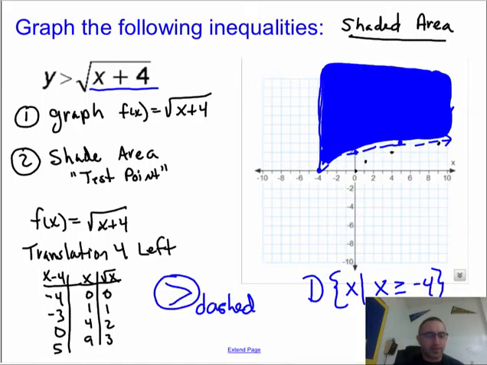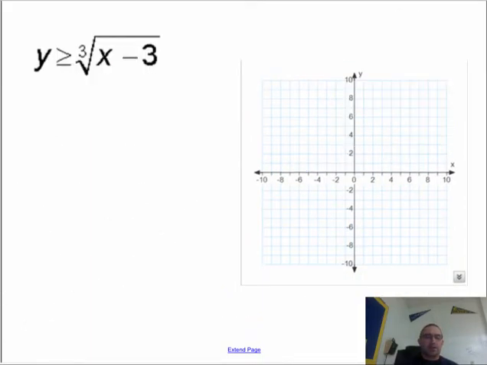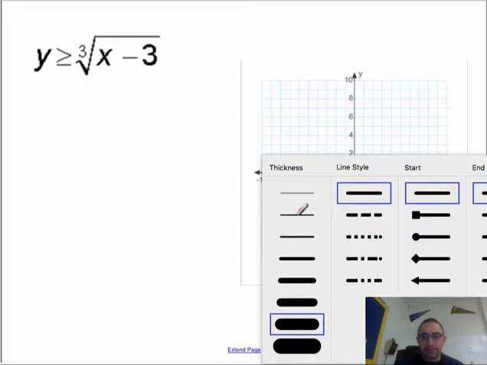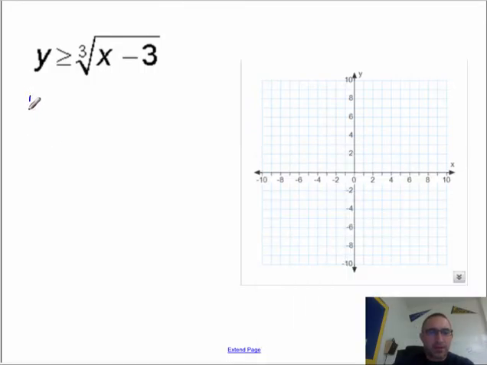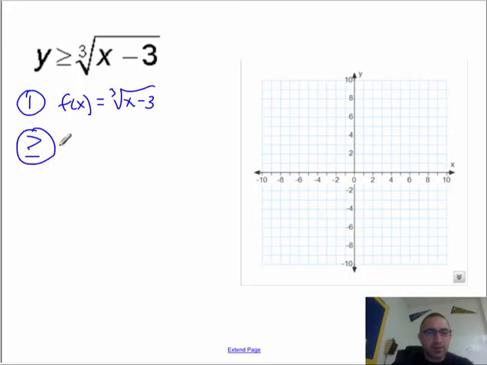Excellent. Okay. Moving on. Now we have a cube root. Let's see, what do we got left? All right. We got a cube root function. So again, I'm going to graph the original. So I'm going to graph f of x equals the cube root of x minus 3. Greater than or equal to. So that's going to be a solid line. This is a translation to the right 3.